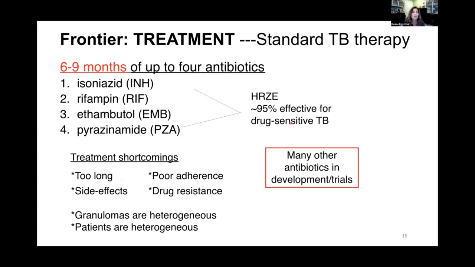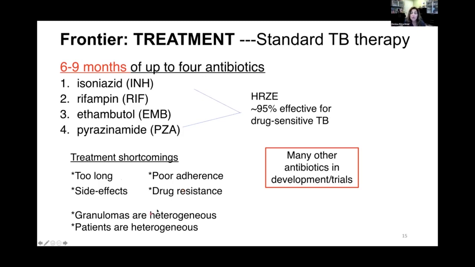Now, most people don't even finish their 10-day course of antibiotics. So you can imagine the compliance issues getting someone, particularly in developing countries where maybe access is limited, taking antibiotics, 4 of them for 6 to 9 months, particularly knowing that there are some side effects. Treatment is long, there's poor adherence, there's drug resistance that develops, particularly in light of non-compliance.